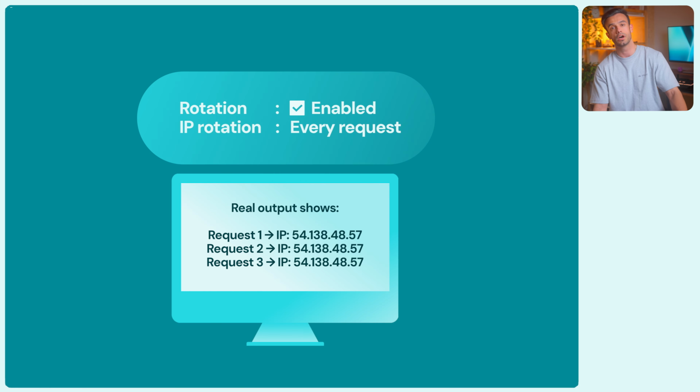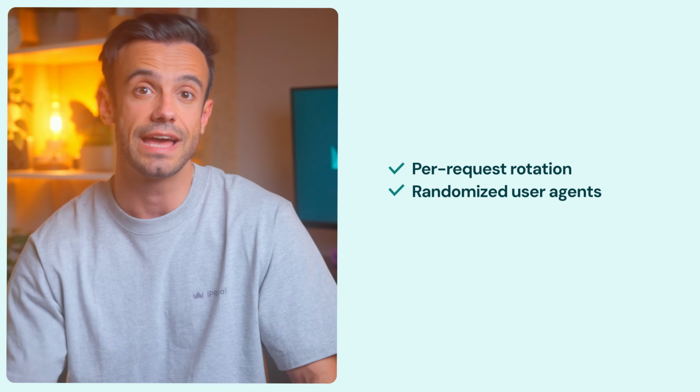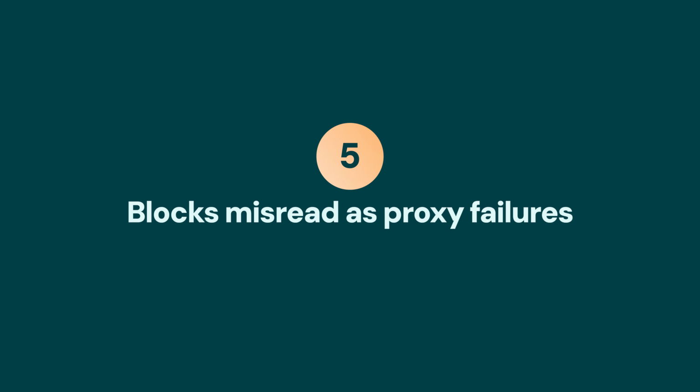Now verify what's actually happening. Log the resolved IP for every request in testing. Don't trust the configuration. Confirm the rotation is happening in real output. Finally, lock in a baseline setup. For most web scraping operations, use per request rotation, randomized user agents, and varied request intervals together. If you only rotate IPs but keep everything else static, you're still exposing a predictable pattern, and that's enough to get flagged. Number 5. Blocks misread as proxy failures.